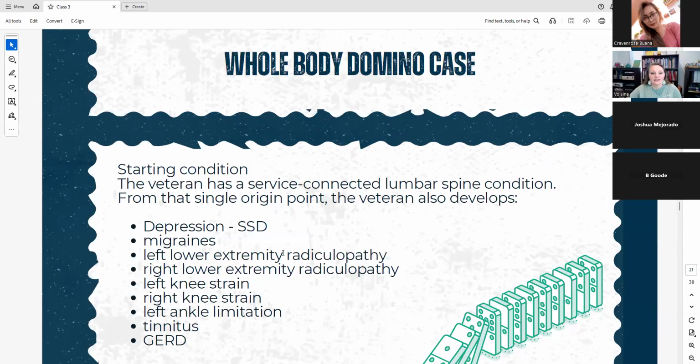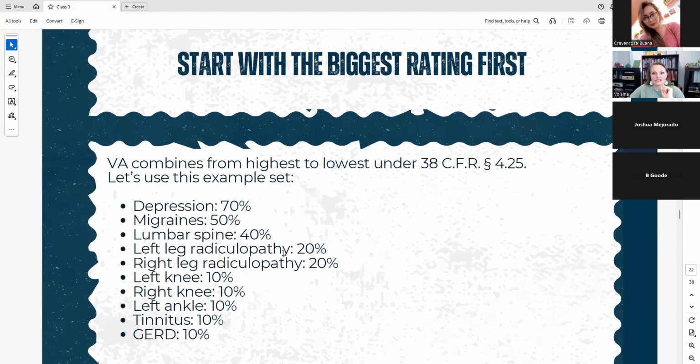All right, let's look at our starting condition. So a veteran has a service-connected lumbar spine condition. So that one thing, that lumbar spine condition, can result in depression, often called SSD, somatic symptom disorder, migraines, left and right lower radiculopathy, your left knee strain, your right knee strain, left ankle limitation, tinnitus, and GERD. Yes, one thing can lead to all of these and more. Here's another example.